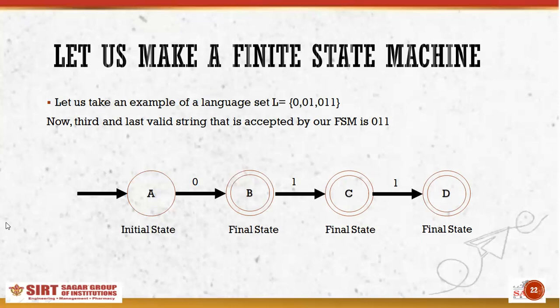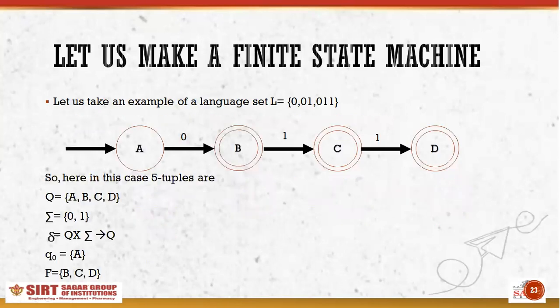Now if any other string other than these three comes, this machine is not going to say that it is valid. It will always signal that it is an invalid string, because this machine is only accepting three strings, that is 0, 01 and 011. So in this way we will be making a finite state machine by using our logic. Let us take another example.